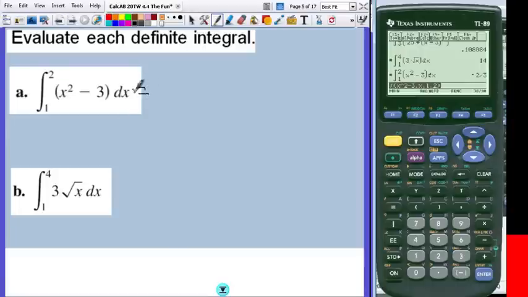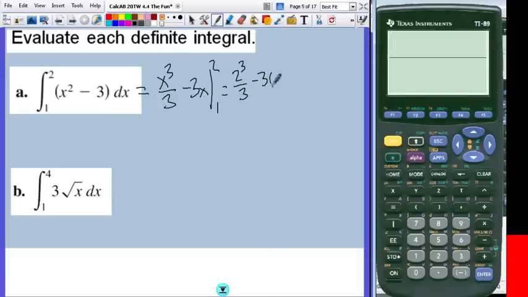So let's actually do a few more. So I'm going to integrate this first one. It's going to be x cubed over 3 minus 3x from 1 to 2. And if I plug in 2 first, I'm going to get 2 cubed over 3 minus 3 times 2. Subtract, plugging in 1, so 1 cubed over 3 minus 3 times 1. Okay, so let's simplify that.